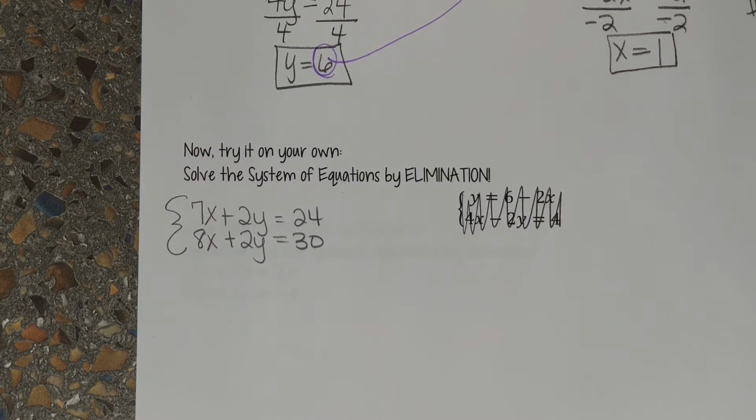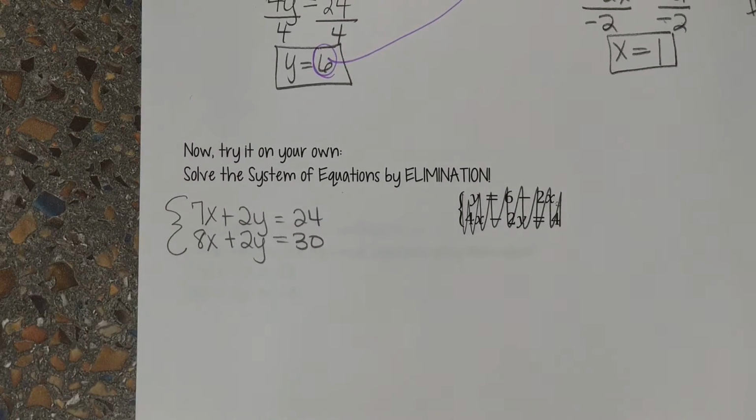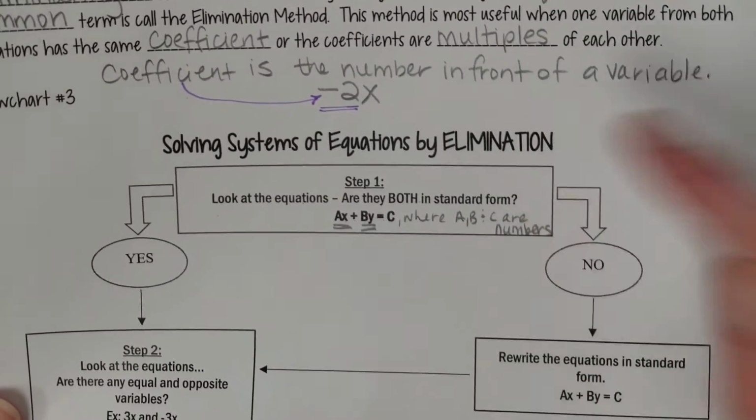Okay. Now, the reason why we're doing this one instead of the one that's there is because this one is like 3 steps harder than what we're ready for. So we're going to do this one. We'll come back to one like this next lesson. Okay, looking at our flow chart for elimination.